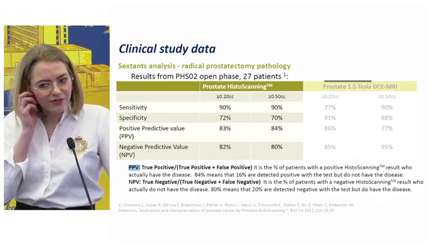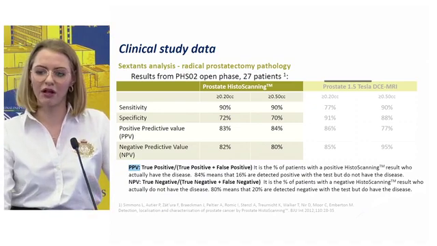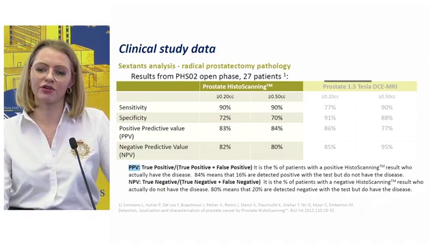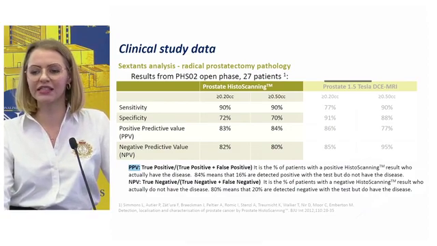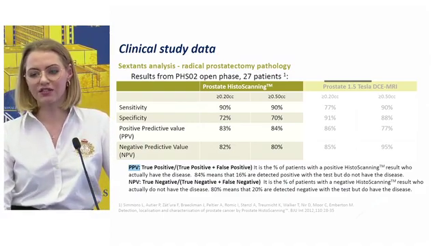So, what is the future? We will start talking about this. In 2012, when this whole thing started, the clinical study data showed a sensitivity of prostate histoscanning of 90 and a specificity of 70, even in small lesions.